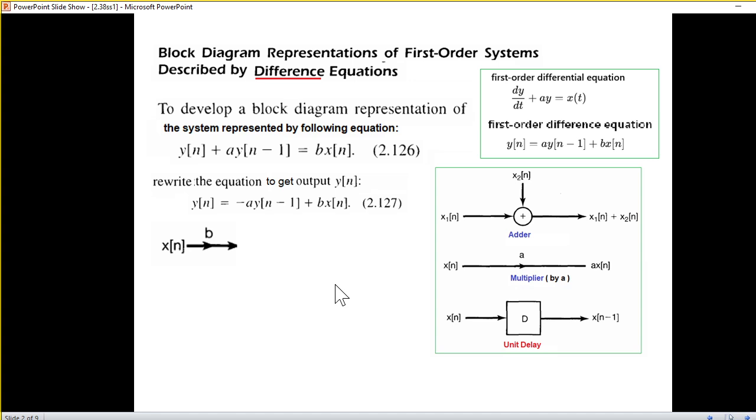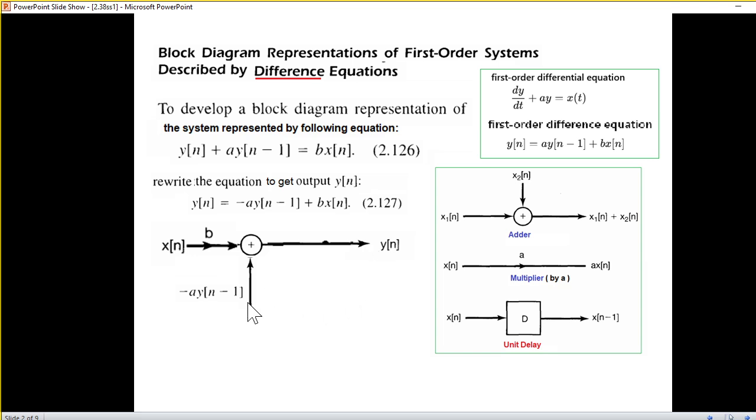And so first of all, let's start with the input x. x[n] multiplied by b, so it will be b x[n]. We put the adding sign here. The other input is coming from down or the feedback side, and it has to be minus a y[n minus 1], this term. And now this is equal to y[n], so we draw this line y[n].